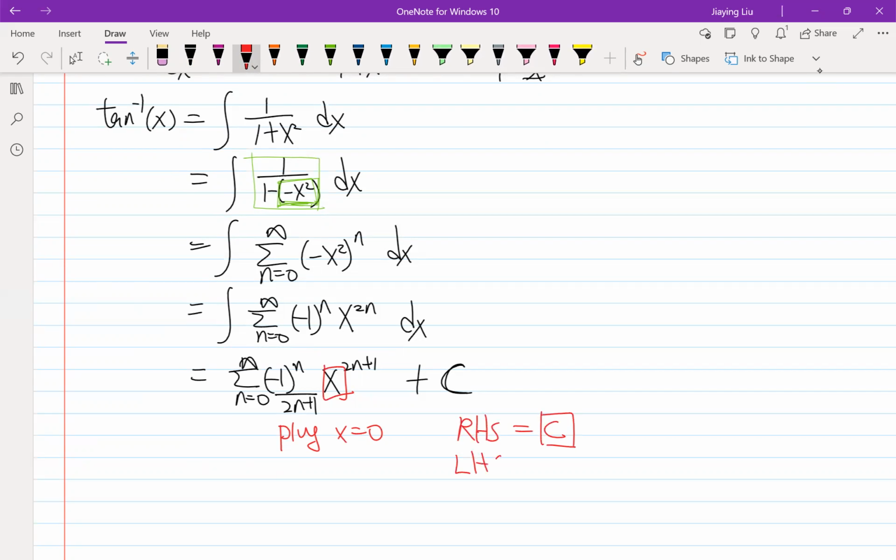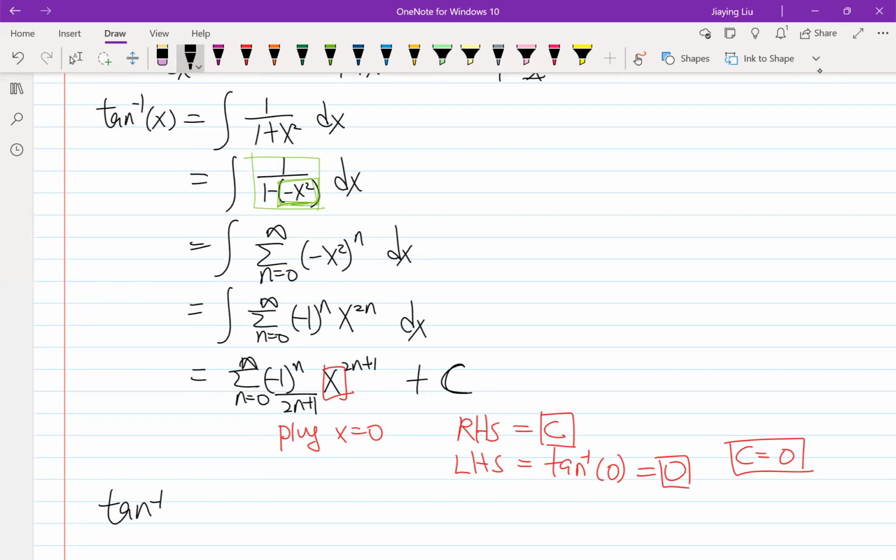What about the left-hand side? Well, that's inverse tangent of 0. Now you kind of have to think about tangent of an angle giving us a value. So inverse tangent means that we plug in a value, we get an angle, right? So tangent of what angle gives me 0? It turns out to be 0 radians. So it happens that c equals 0 again in this example.